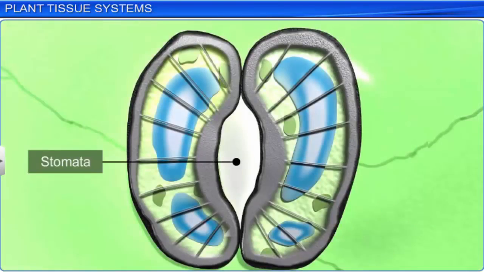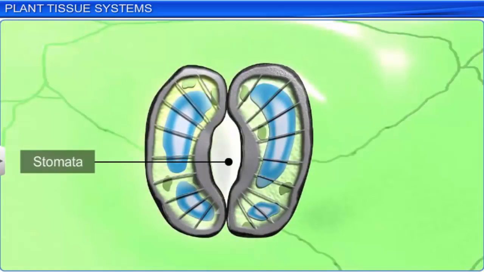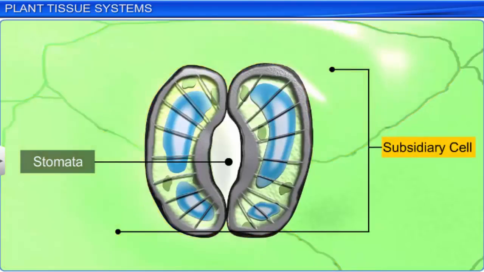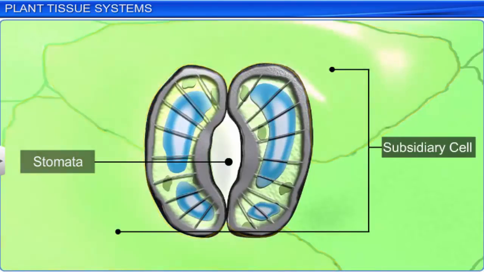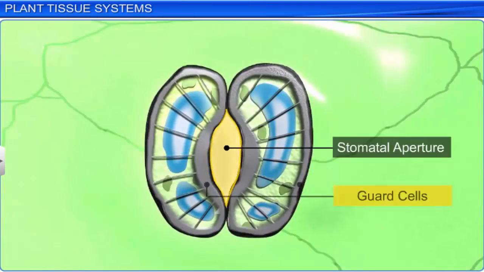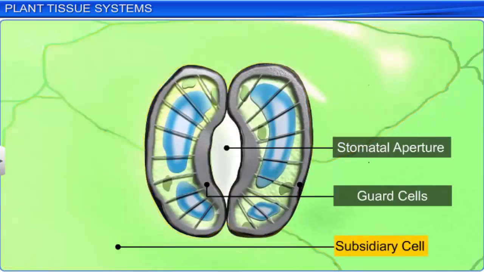The outer walls of the guard cells, which are away from the stomatal pore, are thin, while the inner walls, which are towards the stomatal pore, are very thick. When the epidermal cells associated with the guard cells become specialized in shape and size, they are known as subsidiary cells. The stomatal aperture, guard cells, and the surrounding subsidiary cells are collectively called stomatal apparatus.